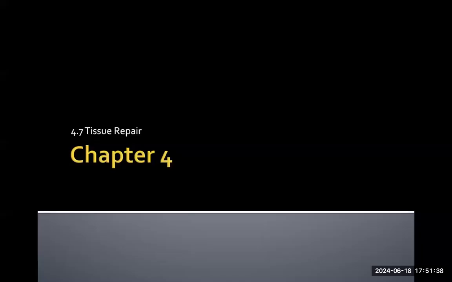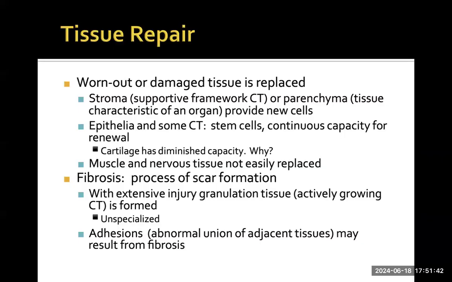So for now, we're going to move on to tissue repair because we're just talking about tissues. So tissue repair: tissue that is worn out or damaged is going to be replaced. And it can be done because we have what's called stroma, which is the supportive framework of connective tissue, or parenchyma, however you want to pronounce that. That's going to help provide new cells. So epithelia and some connective tissue, through the use of stem cells, has the ability to continuously renew itself.